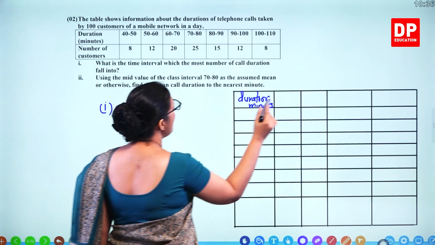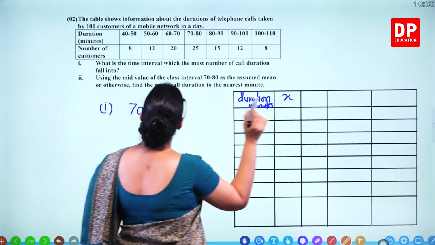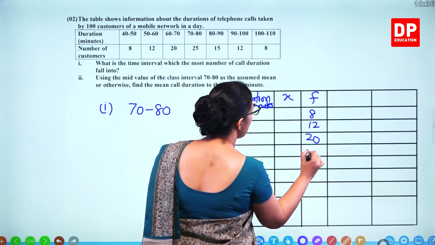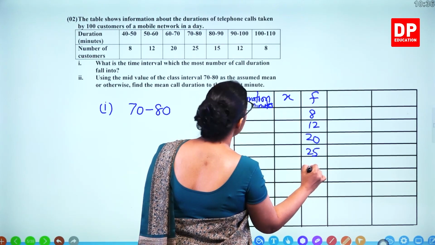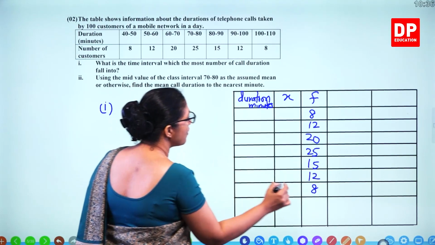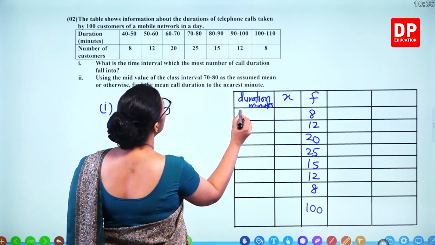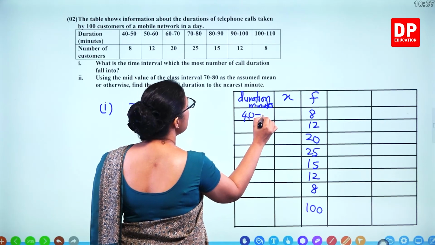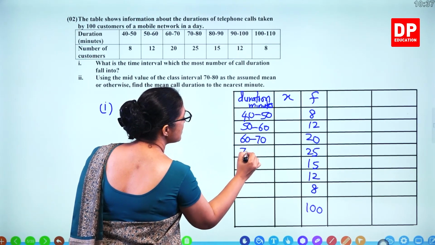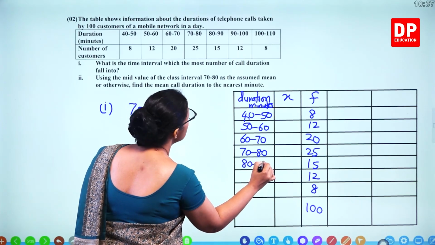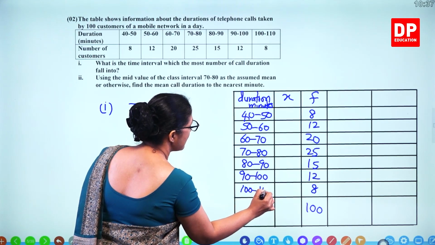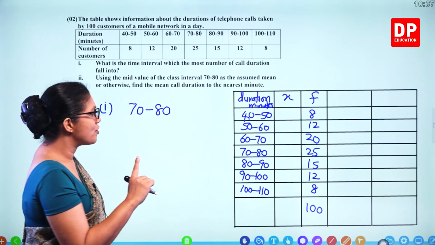And then you can find out the midpoint. We'll take x. Frequency is given 8, 12, 20, 25, 15, 12, 8. And the total is 100. What are the intervals? 40 to 50, 50 to 60, 60 to 70, 70 to 80, 80 to 90, 90 to 100 and 100 to 110. All widths are equal and these are boundaries.